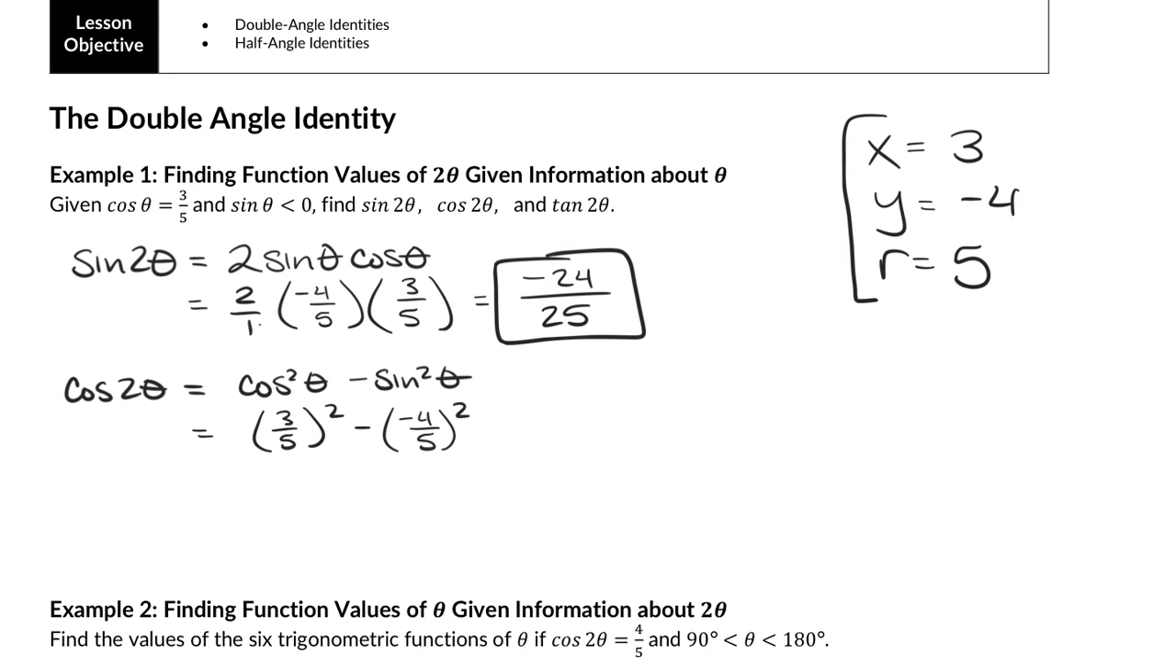What's the rule when you're squaring a fraction? Square both. So we'll go ahead and do that over here. That means this is 9 over 25 minus 16 over 25. Luckily, these have a common denominator, so we can subtract them. 9 minus 16 is negative 7 over 25. That's the value of cosine of 2 times the angle theta.